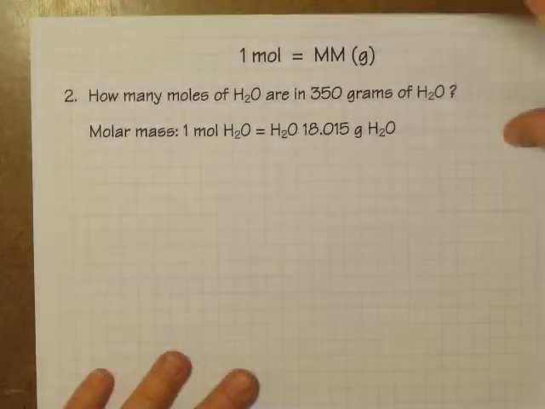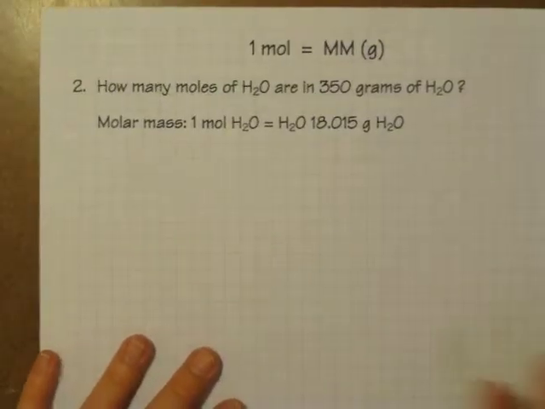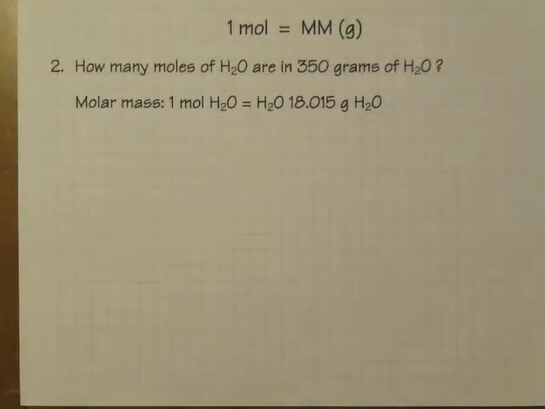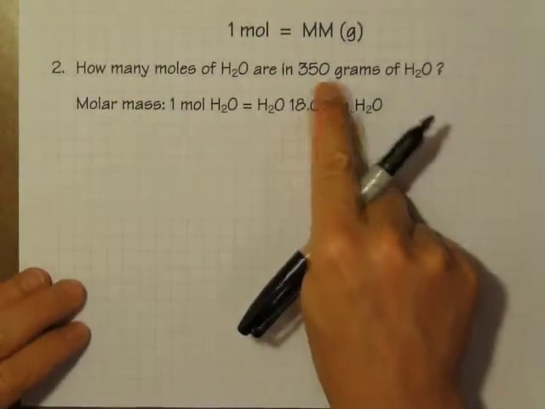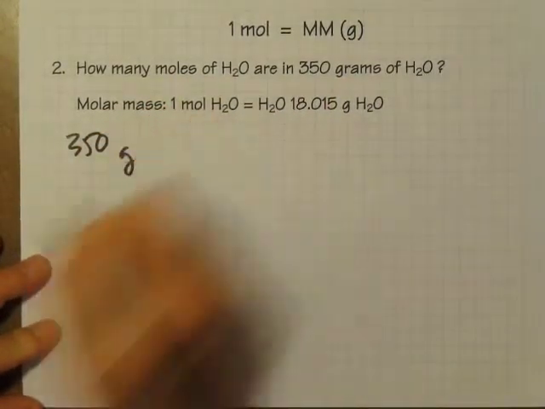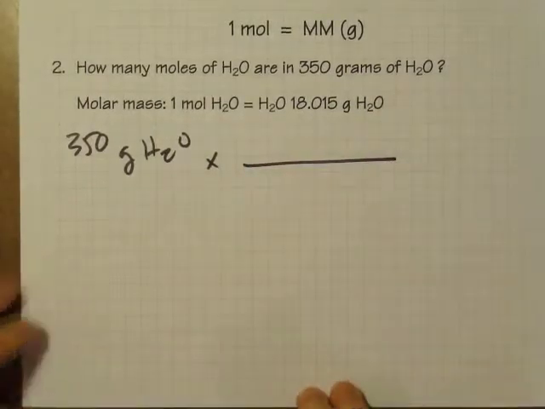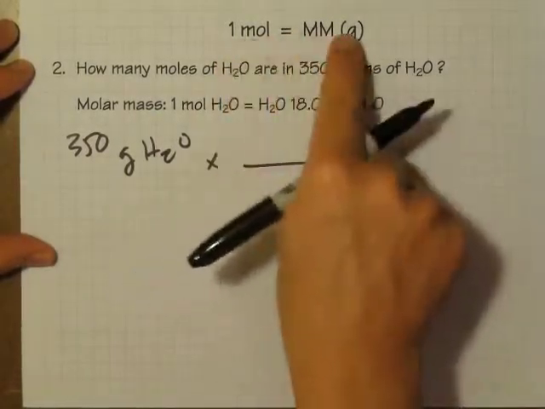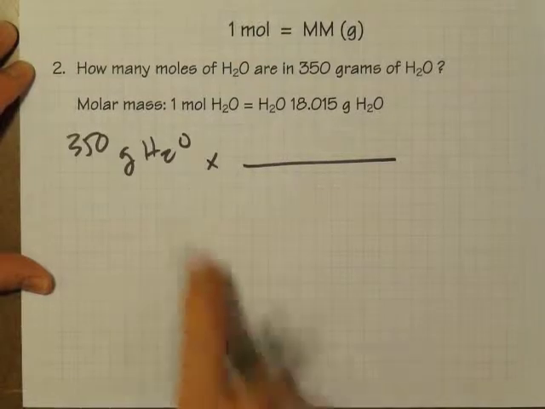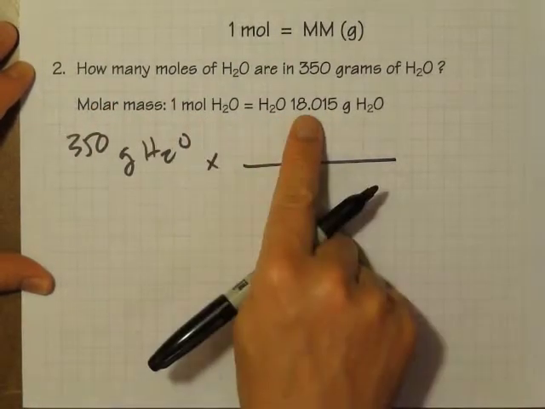Next example says, how many moles of water are there in 350 grams of water? When you look at a problem like this, check to see what is the number that you're given. It's attached to the unit that you start with. So I'll write 350 grams of water. And I'm going to multiply by a conversion factor, a fraction made from these two equivalent amounts. And I'm given the molar mass of water in this problem. 1 mole of water is this many grams.